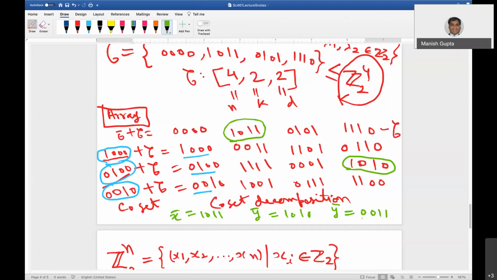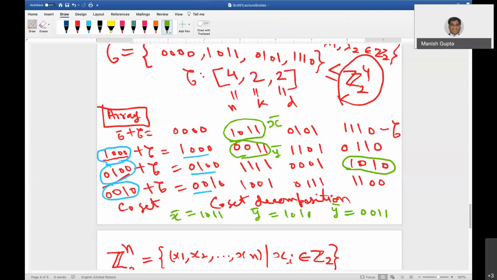Suppose y is 0011. So that means y is this. Okay, this is our x. Y is this. If y is this, then you can see that the received vector y will be in some coset. I'll just check which coset it is. I found that it is in the second coset, and I subtract the coset leader 100 from here, and we'll get the actual x vector. So this is how the decoding can be done.